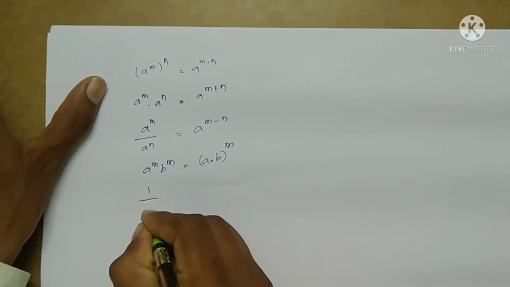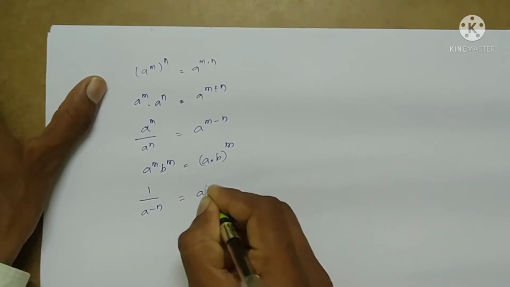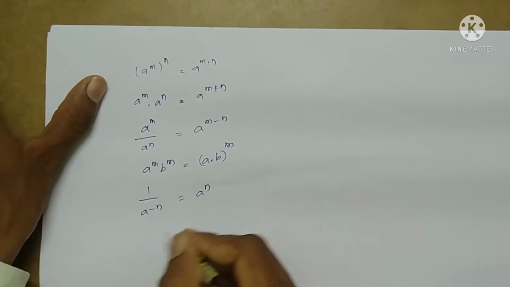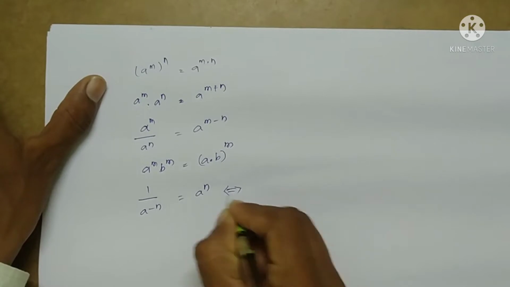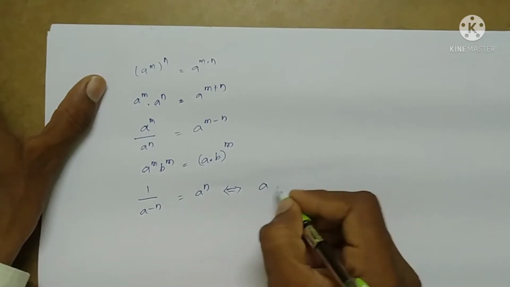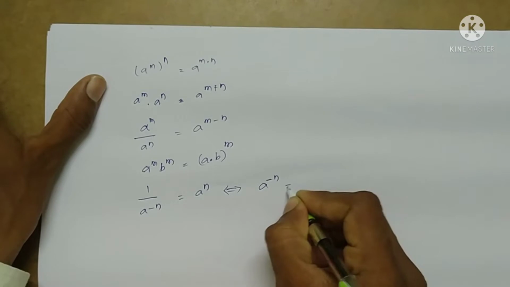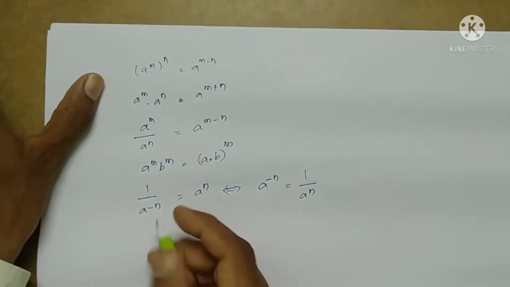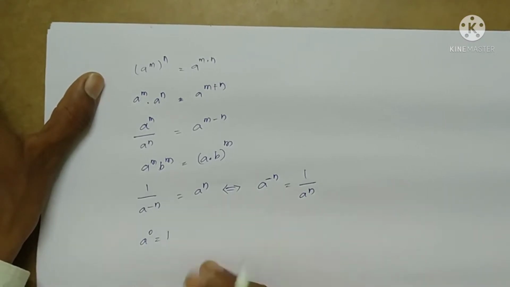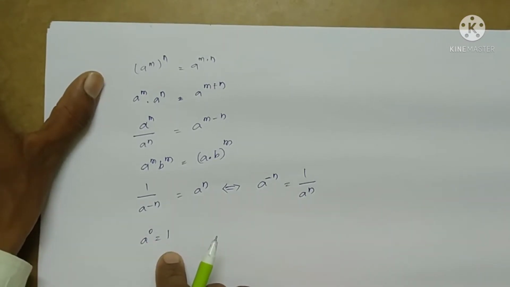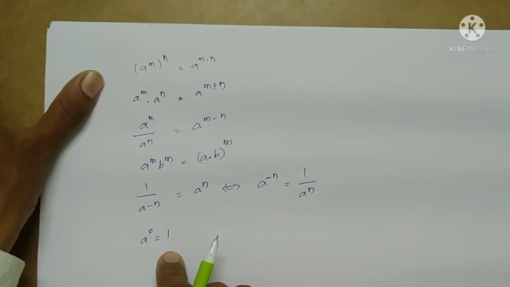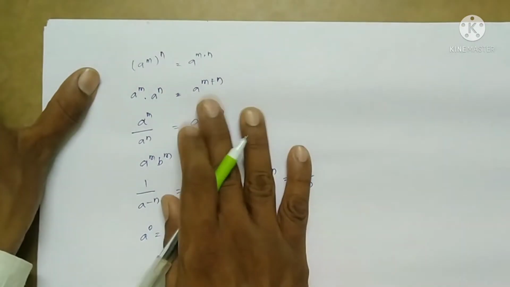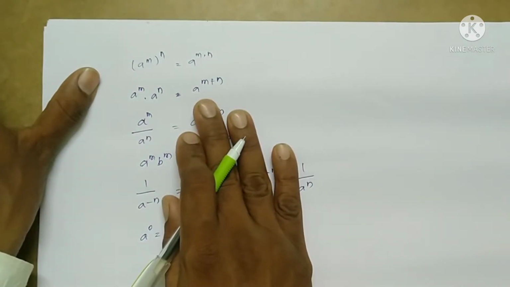1 / a^(−n) = a^n. And similarly, a^(−n) = 1 / a^n. So a^0 = 1. Something to the power of 0 is equal to 1. So these are the fundamental laws of exponents, the laws of exponents for real numbers.